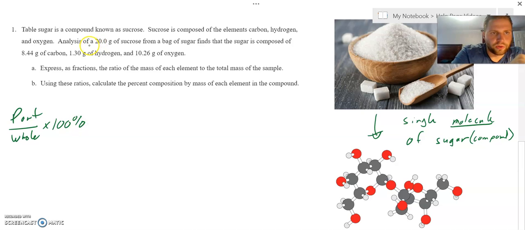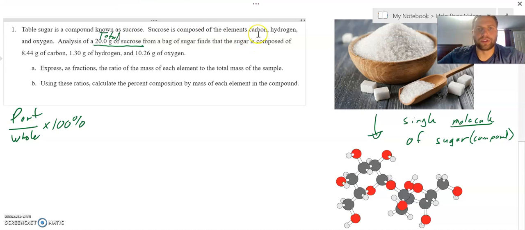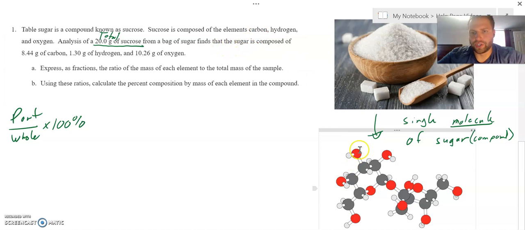And they told us that we have a 20-gram sample of sucrose. So this to me tells me that this is our total. And what they're really asking us in terms of finding the percent compositions is, what is the ratio of red to dark gray to light gray? So imagine these are Skittles. What's the percent comp of red Skittle? What is the percent comp of dark gray Skittle? And what is the percent comp of the light gray Skittle?